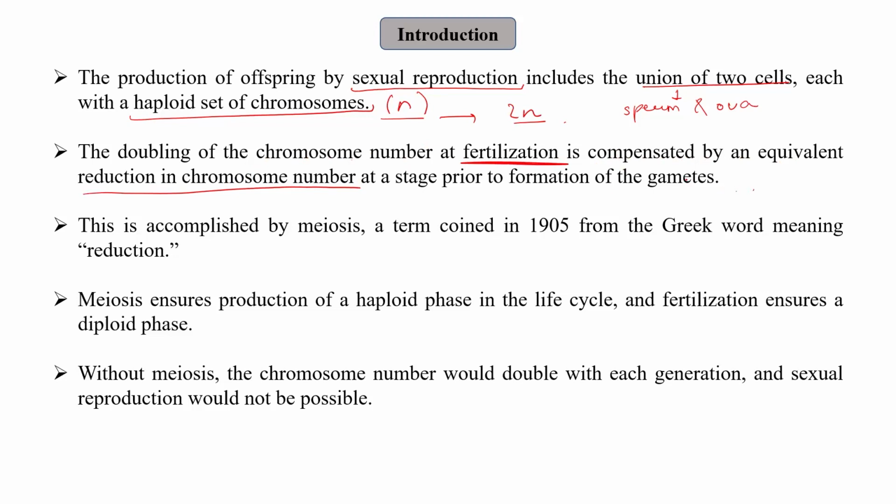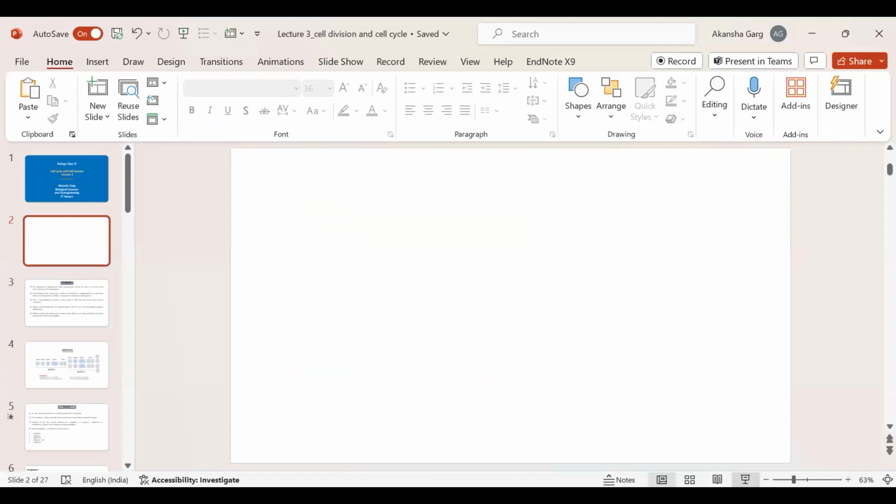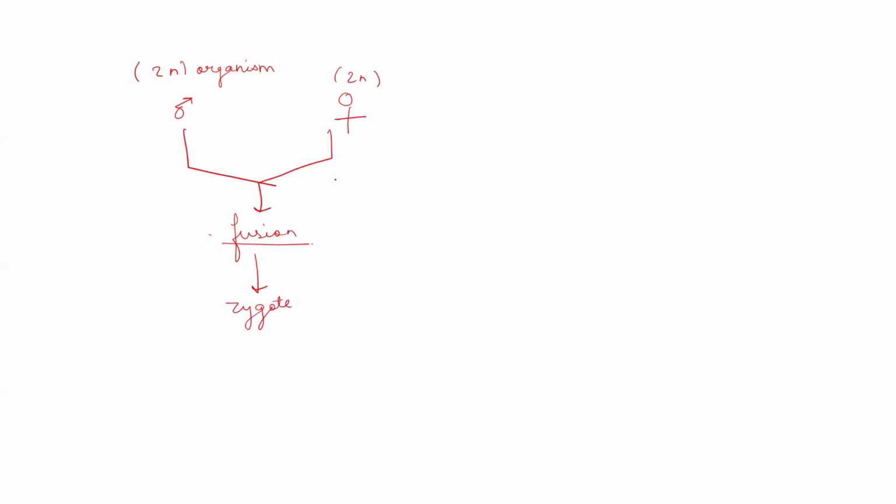As I mentioned, for example, suppose we start with an organism which is 2n in number. Now, this is male and it has to be fertilized with a female, which is also 2n. Suppose there is no reductional division and the fusion happens between the male and the female gametes. Considering the fusion happens, the zygote that will be formed without any division at this stage, without meiosis, what will happen? The zygote should have 4n number. But this is not the case.